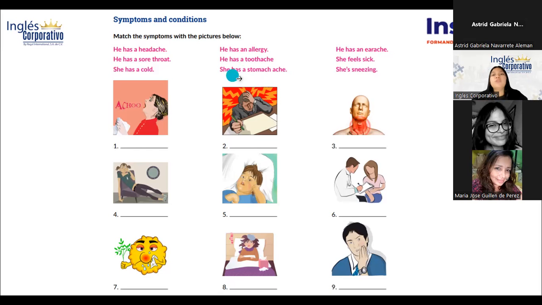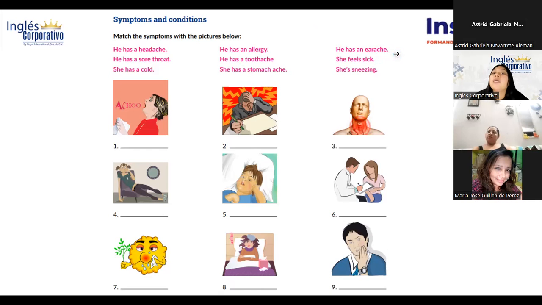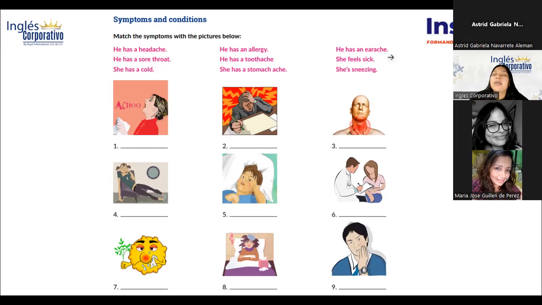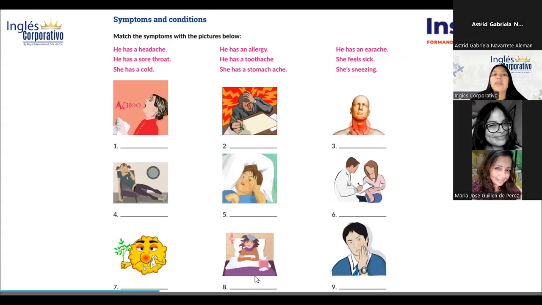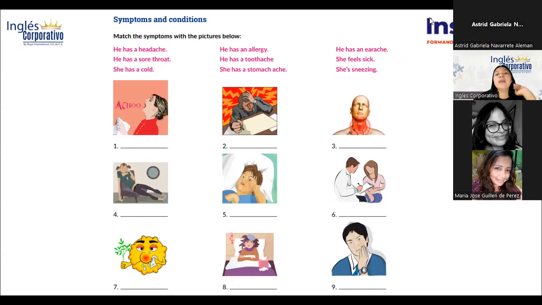Okay. Then we also have, he has an earache. No con CH, earache. Así, okay. Then we also have, she feels sick. And then we have, she's sneezing. Sneezing. Okay. Ahora, guys, vamos a enlazar. Let's match. Give me 1 second.